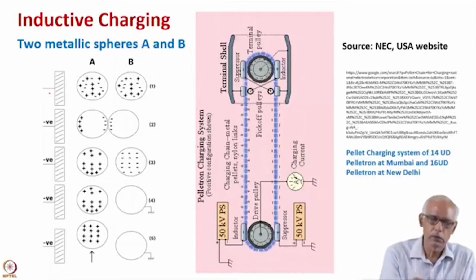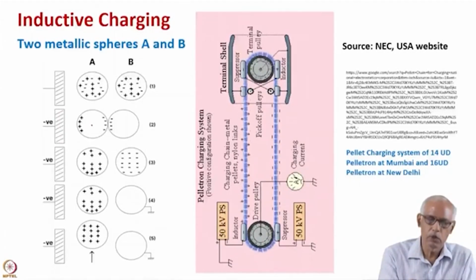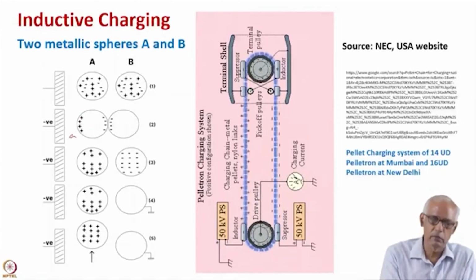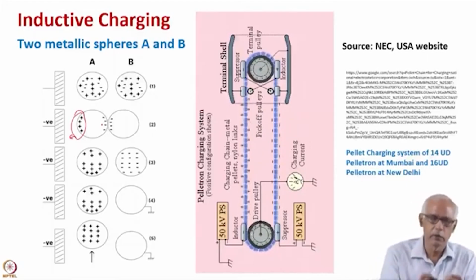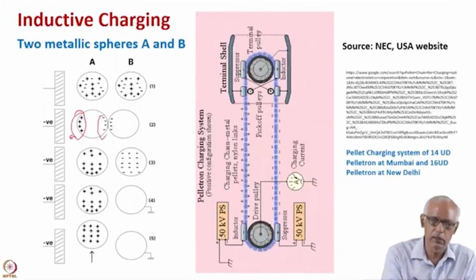So if you apply negative voltage on this inductor, then the positive charge in the first sphere will go to this side and will be collected here, and the negative charge will be repelled because of the negative potential and will be collected here in this case.